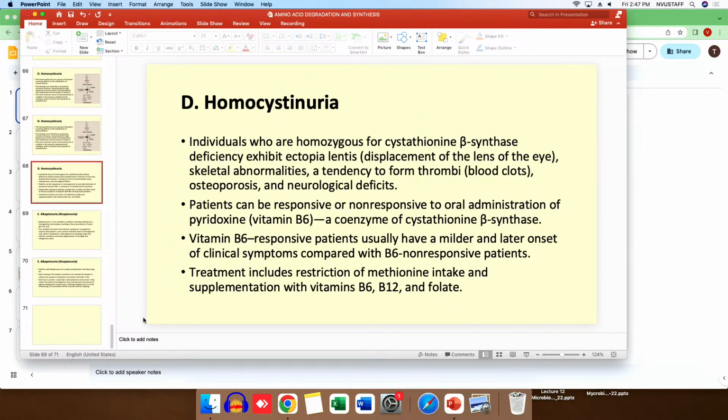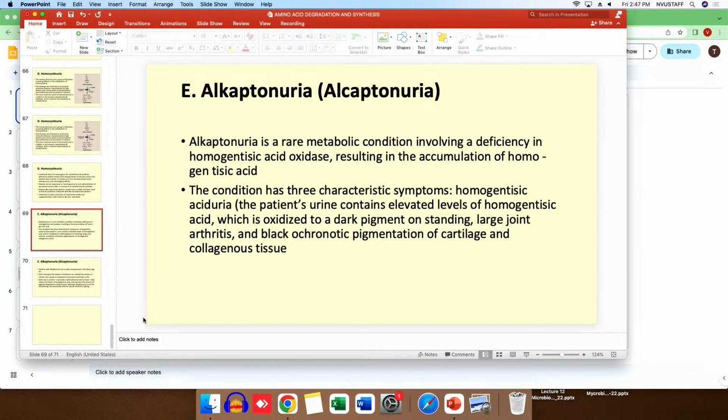The last condition is alkaptonuria. Next class I will show you some clinical presentations of alkaptonuria. This is again a metabolic error, an inborn error. It's really rare, not common for our patients at all. What happens is an accumulation of homogentisic acid if the enzyme called homogentisic acid oxidase is not working.